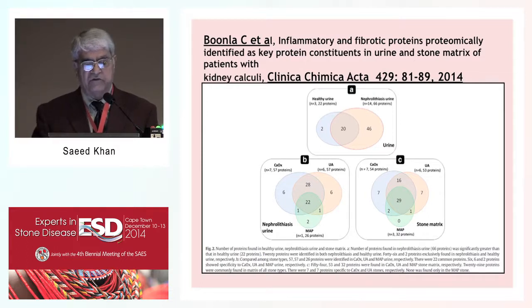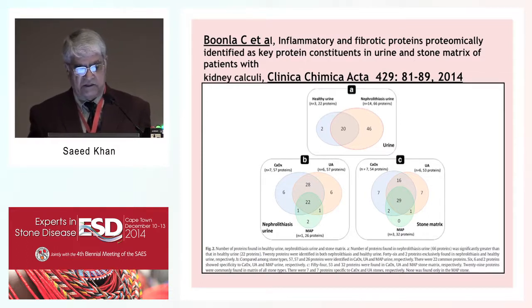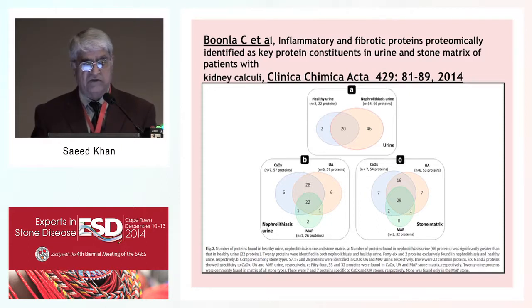So there are differences between healthy urine and nephrolithiasis urine. Then you go to B and C. Again, there is nephrolithiasis urine on one side, and there is a calcium oxalate stone and a uric acid stone. There are some things common between the calcium oxalate and uric acid stone formers. When you go to C, they are looking at a stone matrix, and again between calcium oxalate stone formers and uric acid stone formers, there are specific proteins common to them. Let's look at the numbers there.